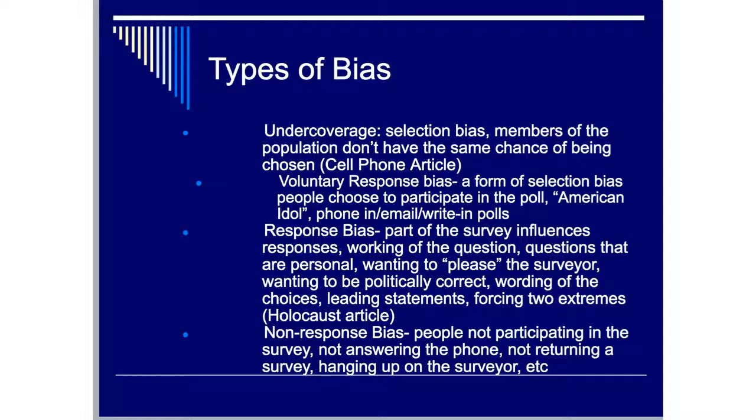Now, what are the different types of bias? There are 3 main types of bias: under coverage, response bias, and non-response bias. Under coverage is also known as selection bias. This is when members of the population don't have the same chance of being chosen.